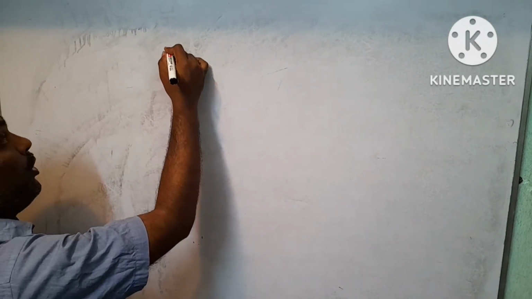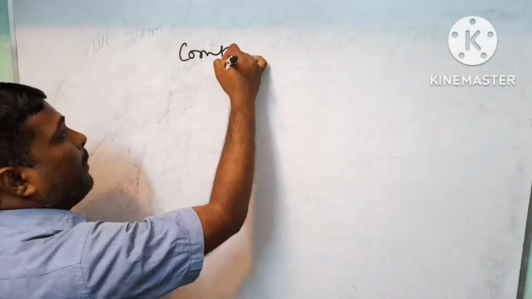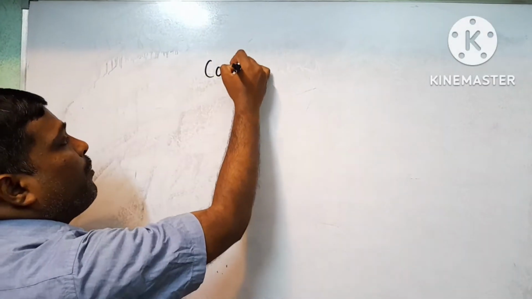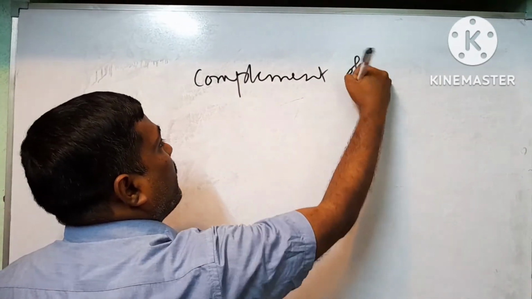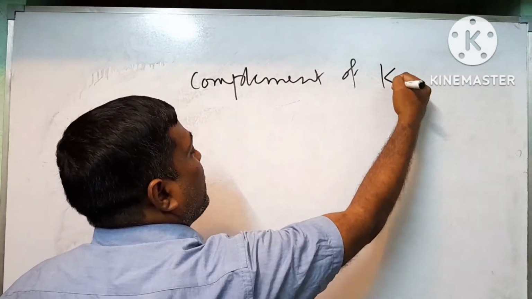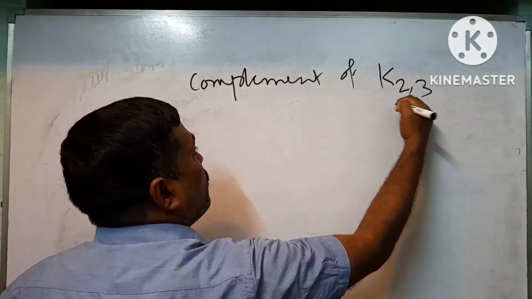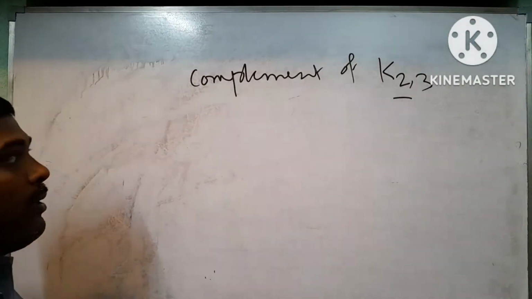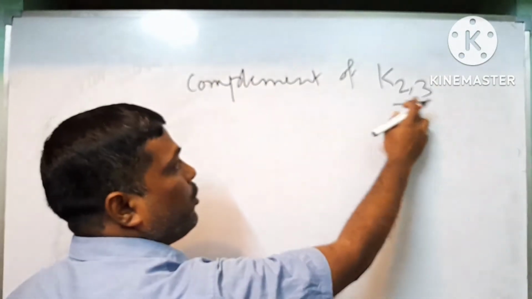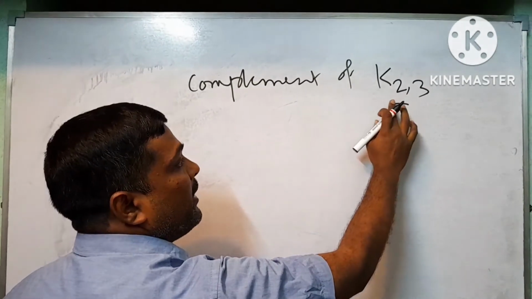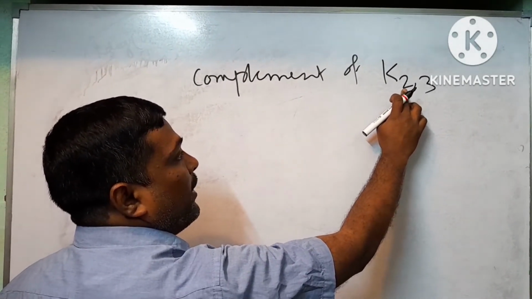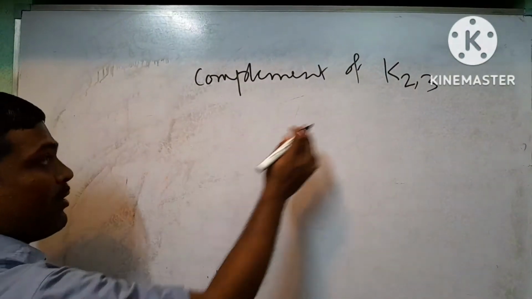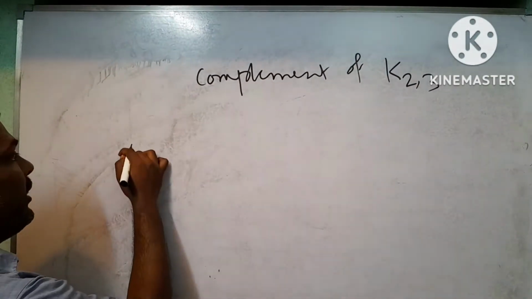Next question. Draw the complement of the bipartite graph K2, 3. This is a bipartite graph having 2 distinct subsets of the vertex set. One has 2 vertices, another has 3 vertices. So first draw this graph K2, 3.